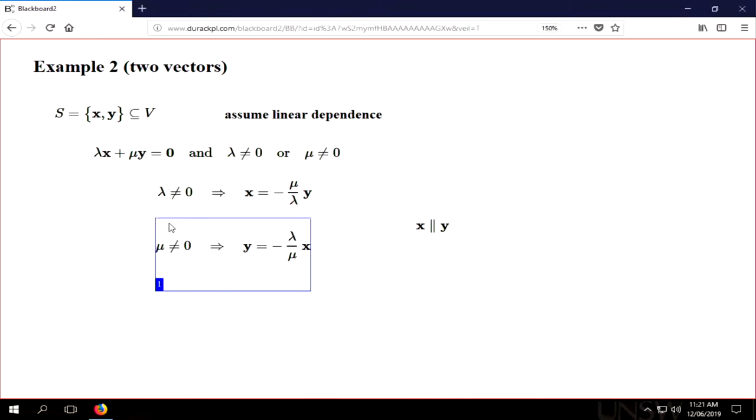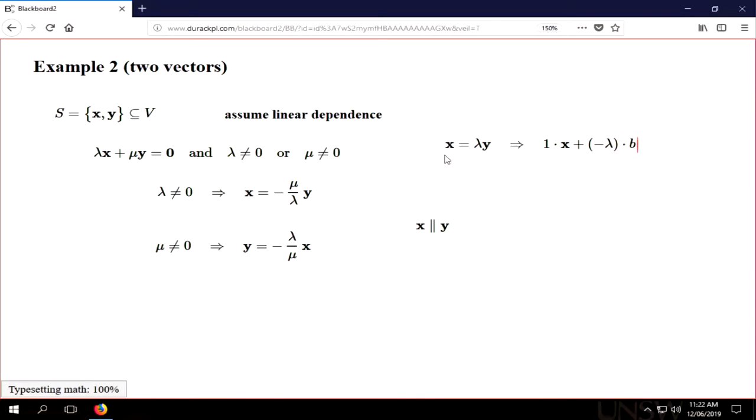In fact, the opposite statement is also true. If you assume vectors are parallel, if you assume that one vector is a scalar multiple of the other, hence they are parallel, you can take this relation I just typed and you can rearrange it into the following relation: 1 times x plus minus lambda times y equals zero.